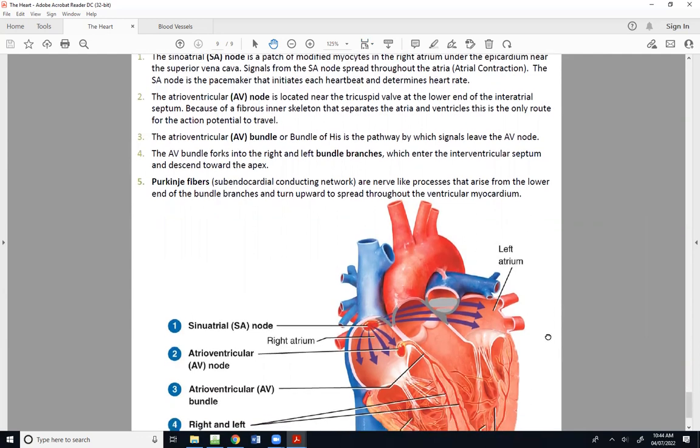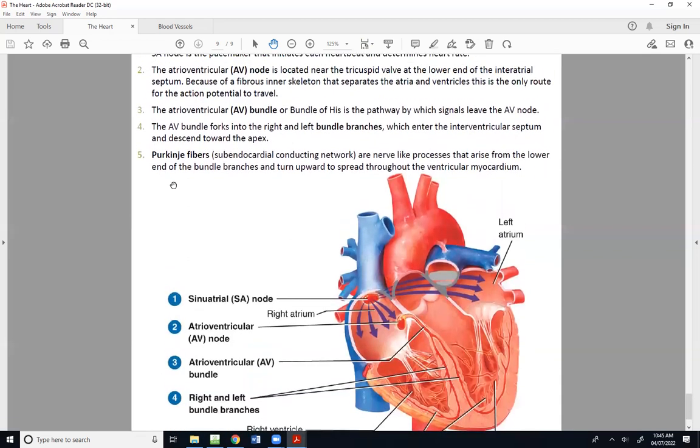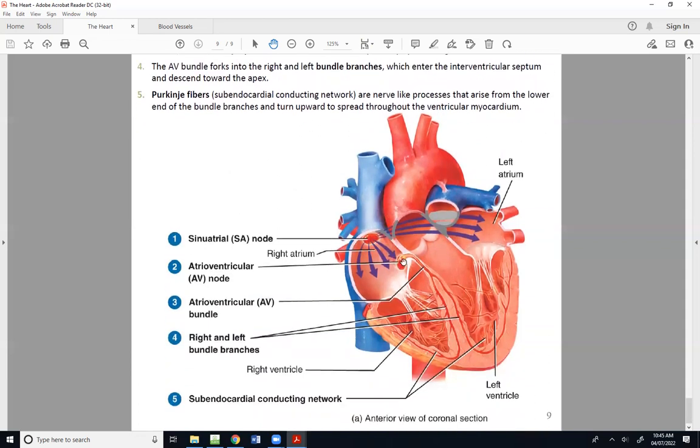Now, because of the structural makeup of the heart, and a lot of it's because of the fibrous skeleton, the only place for that signal to travel into the ventricles is through these structures here, which includes the next node, the only other node, what we call the AV node or atrioventricular node. It is located near the tricuspid valve at the lower end of the interatrial septum. And then from there, everything's connected.